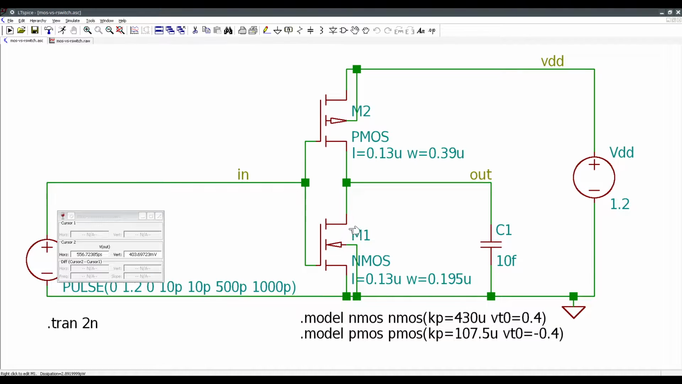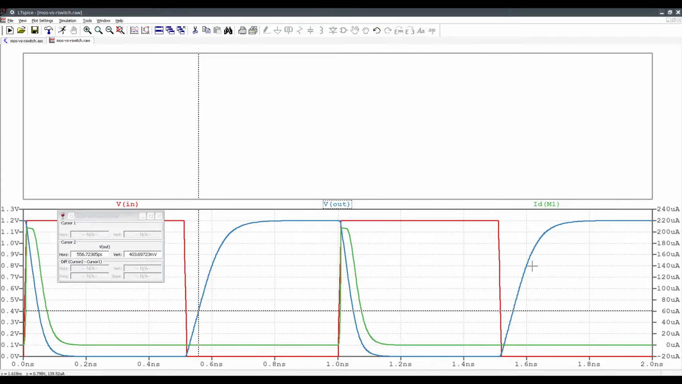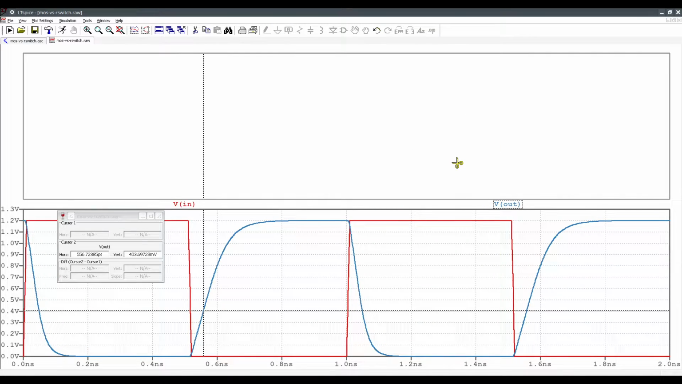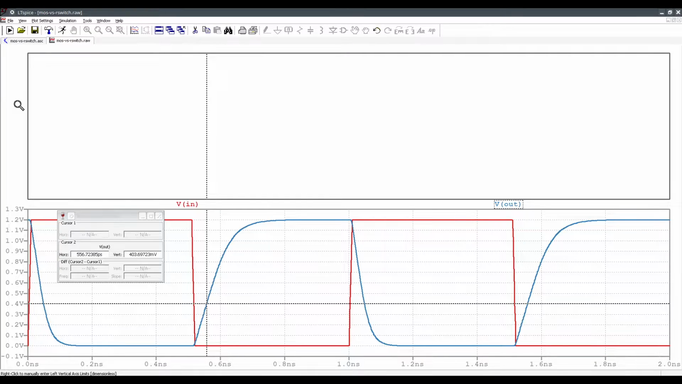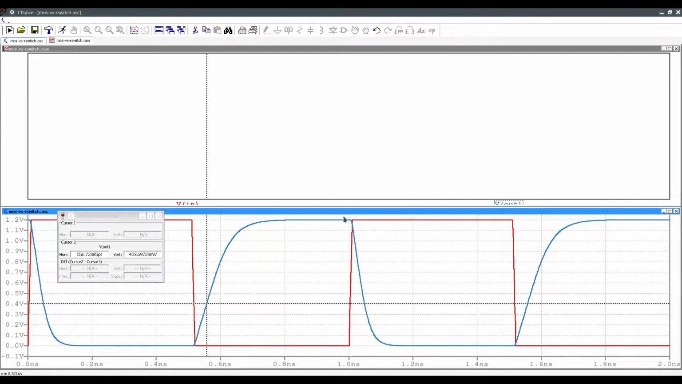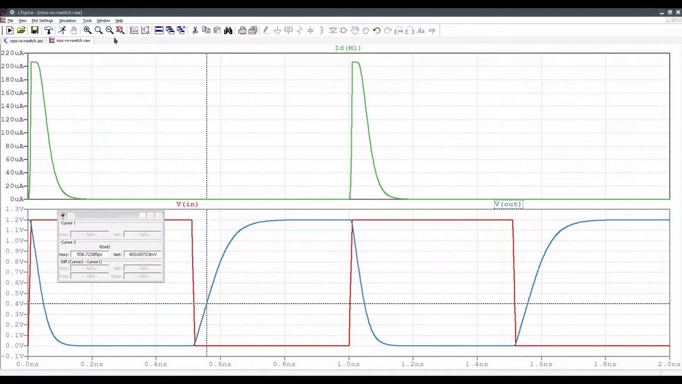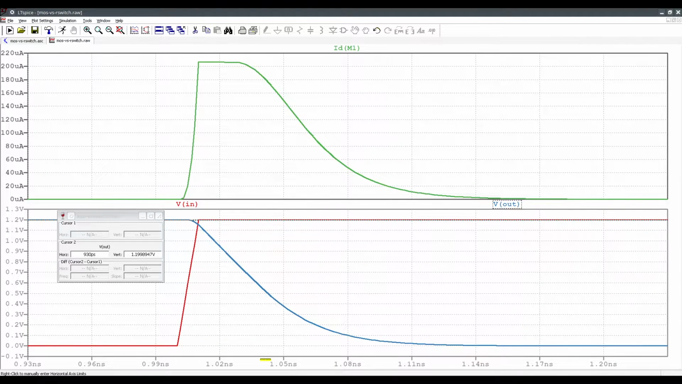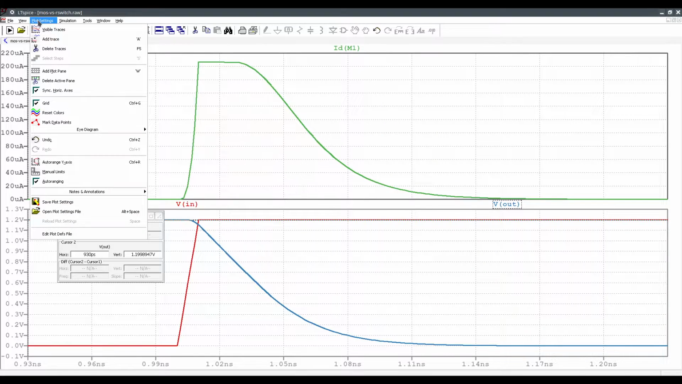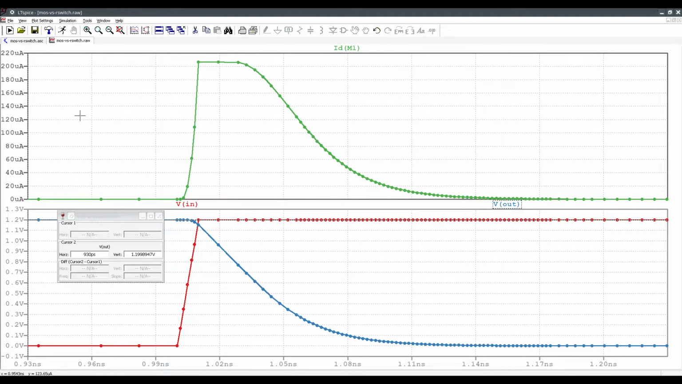And I'm going to plot the drain current on the N axis up here. Plot the drain current on the N-type transistor. Oh, it's 200 microamps. Zoom in to this region here at around 1 nanosecond. And if we look at this, I'm going to turn on the marked data points.